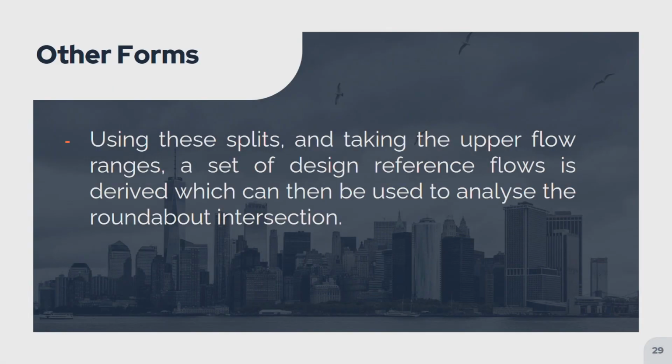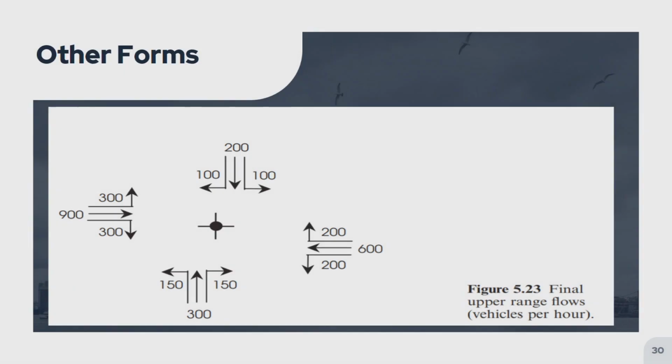Using these splits and taking the upper flow ranges, a set of design reference flows is derived which can be used to analyze the roundabout intersection. So after the finalization of the design, it was approved that the final range flows of vehicles going to the roundabout. For the vehicles coming from the western part and approaching the roundabout, it was implemented to have 300 vehicles per hour from 900 vehicles per hour.